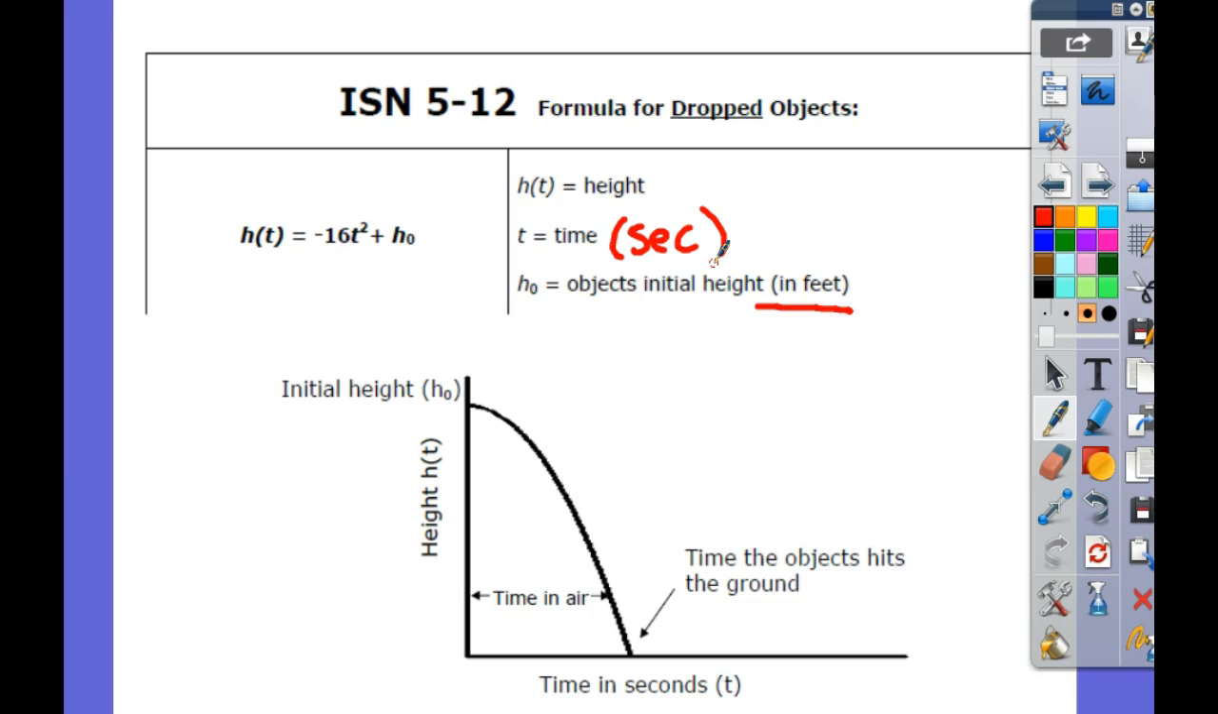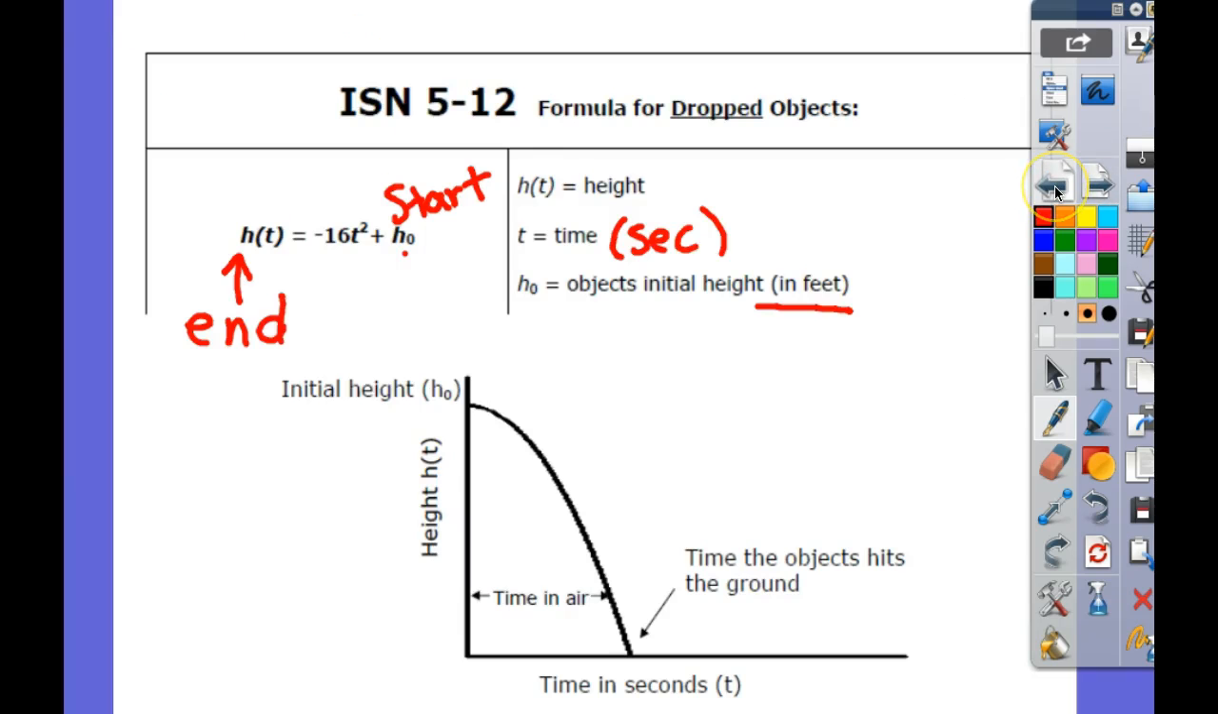Now, what does the H stand for? There's two H's. What is the difference between this H and that H? What does initial mean? This is where you start. And this one is where you end. And so that's the difference in the two H's there in the problem. And the 16 is because of gravity, and the negative sign is because my object is going to go down.